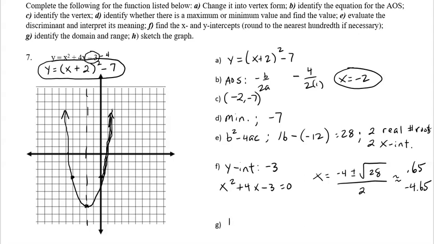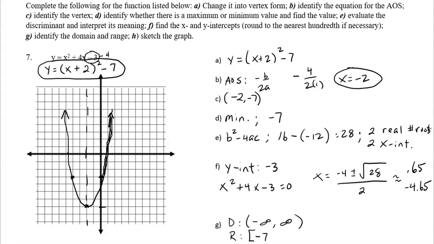So the domain is going to be all real numbers, and once again I'll just show that using interval notation. That's all real numbers using interval notation. And then the range is all the numbers that start at -7 on the y, and then they're going to keep on going higher, or they get bigger. So here's the way we would show that in interval notation.